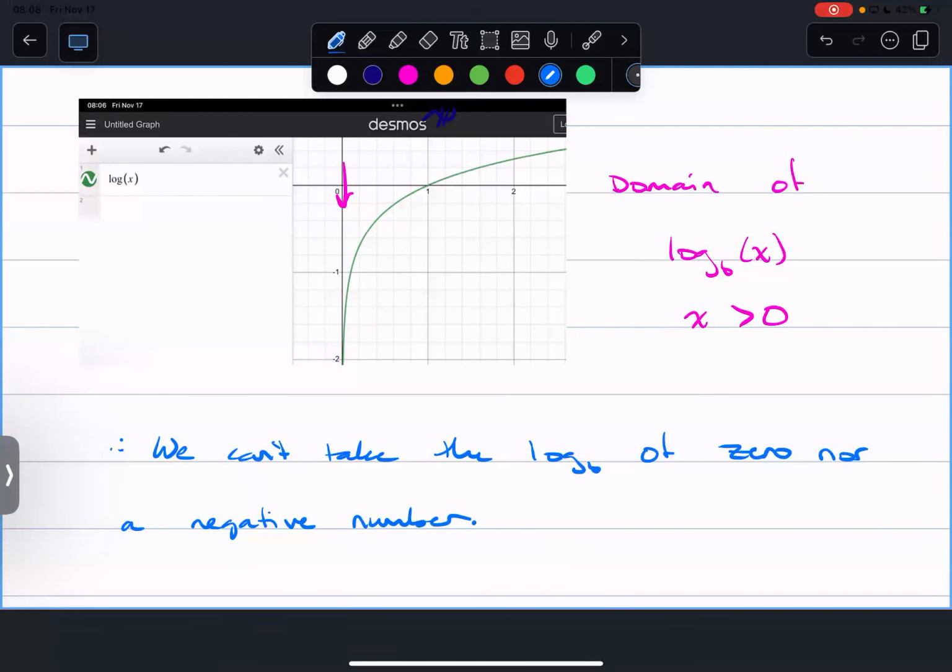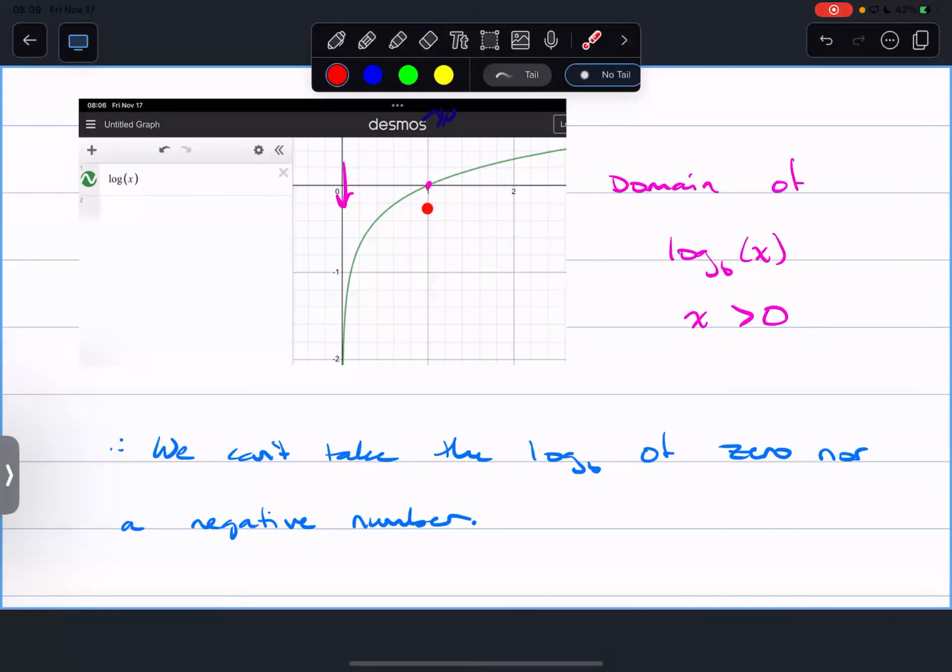And you can try it. You can do the log of 0 on your calculator, and it'll say, oh, no thanks, because it can't do it. And you can try to take the log of a negative number. Hopefully it's saying no thanks. Good. Again, it's going to say, oh, no, I won't do that.